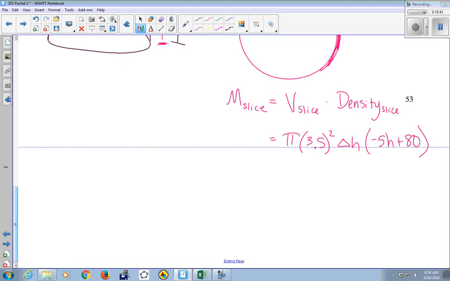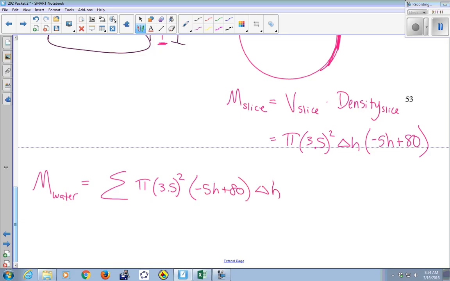All right, so if I can find the mass of one slice, I can find the mass of everything by just adding up a bunch of slices. So the mass of the water total is the sum of a bunch of slices that look like this: pi times 3.5 squared times negative 5h plus 80, with the delta H at the end. I should have called that approximate. And then to get the exact total, take the limit as n goes to infinity. The number of slices goes to infinity, and you get an integral.